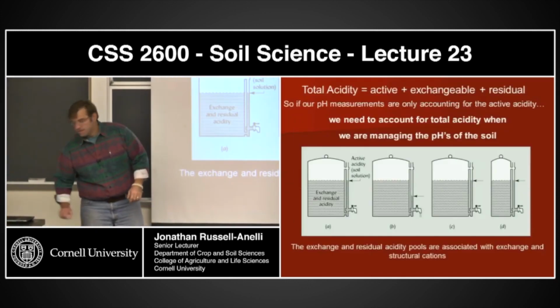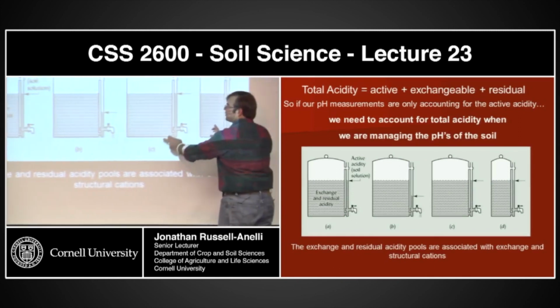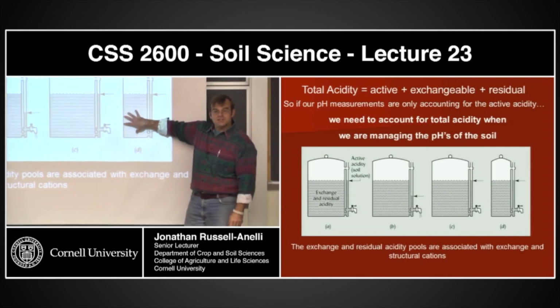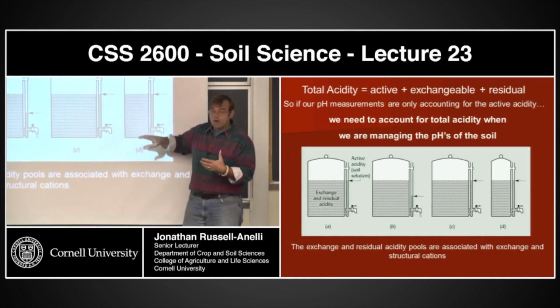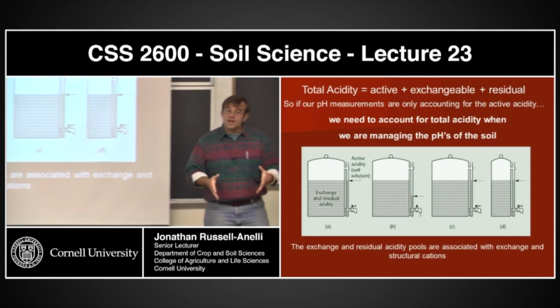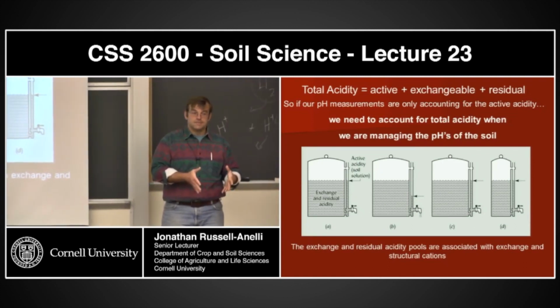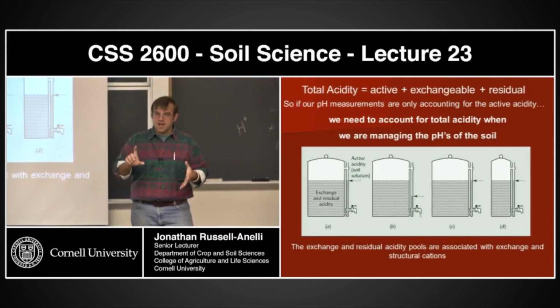The size of the cooler, I'll use these two as an example, represents how much acidity is in that exchangeable or salt replaceable pool, as well as the residual or the structural. Okay? So imagine I have a soil which has a high cation exchange capacity versus a soil that has a low cation exchange capacity. Now, if I have a soil that has high cation exchange capacity and high base saturation, you remember what base saturation is, right? Base saturation is the percentage of cation exchange capacity that's occupied by bases.